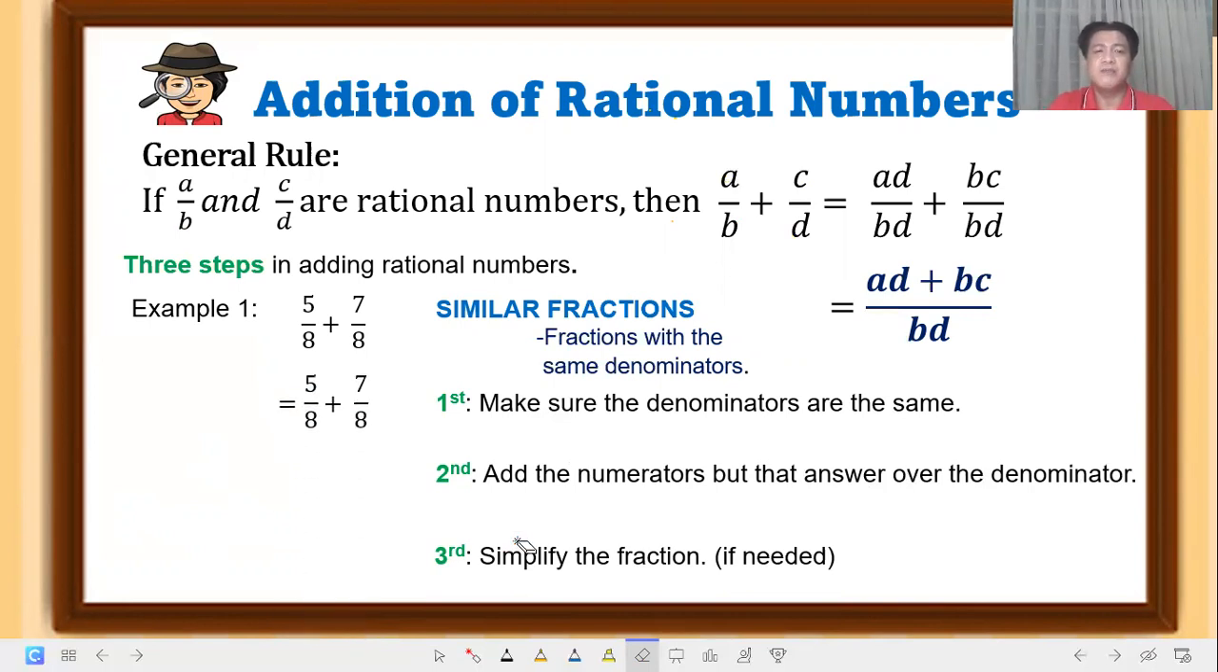Okay, let's do step 1. Pinapi lang muna natin. That is step 1, kasi similar fraction po sila. And you're going to add the numerators. Kaya what is 5 plus 7? That will become 12 over 8.